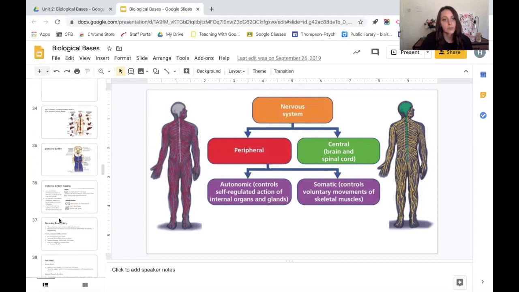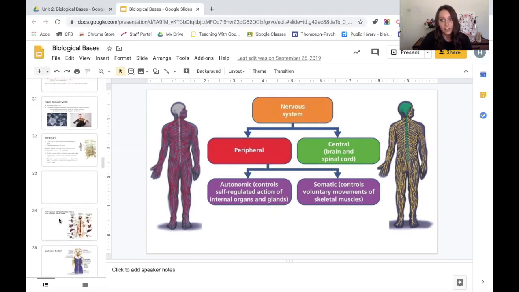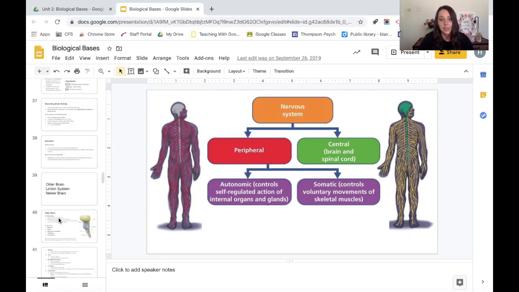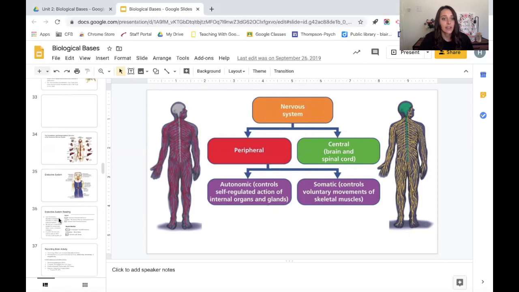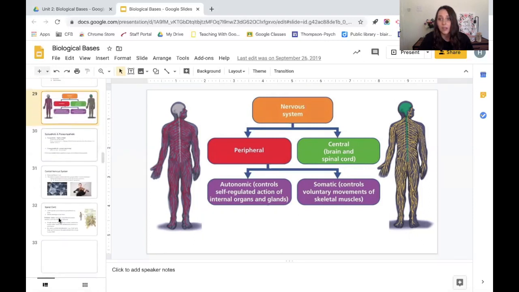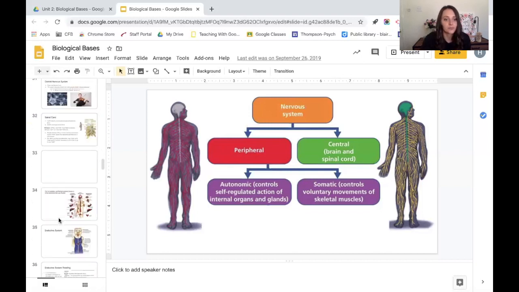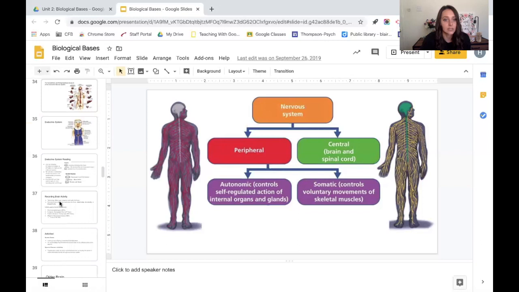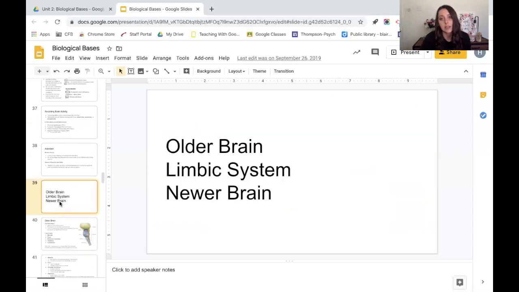And then that gets broken down even more into the parasympathetic nervous system and the sympathetic nervous system. Remember, that is your flight or fight response. That's the sympathetic. That's where everything in your body is increasing, right? You're tense. And then parasympathetic is bringing you back down to homeostasis. The endocrine system falls in this section.